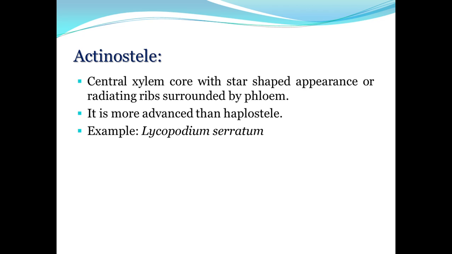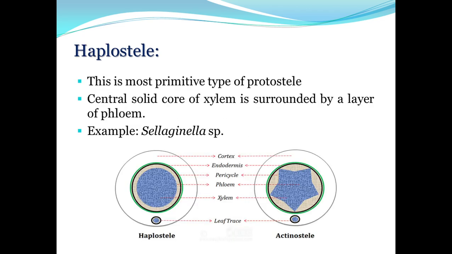Then actinostele has a central xylem core with a star-shaped appearance or radiating ribs surrounded by the phloem. It is more advanced than haplostele. For example, Lycopodium serratum. In actinostele, the star-shaped xylem is surrounded by the phloem, so that's why it's called the actinostele.